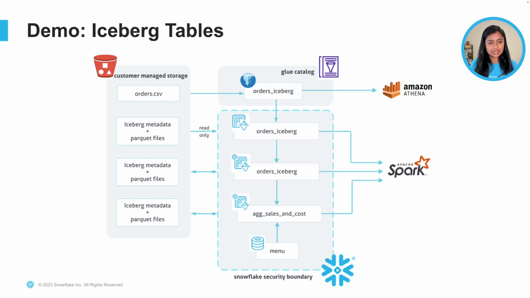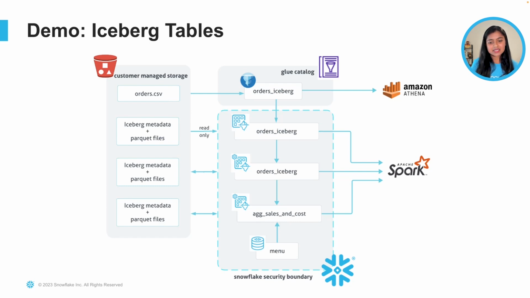To go over this quickly, as you can see here, we have orders data and the Iceberg metadata and the Parquet files sitting in your S3 bucket. We will use Glue Catalog to crawl the orders data and create an orders Iceberg Glue Catalog, which we will then use to create our Snowflake Iceberg table. And as you can see the flow here, first we would start with creating an Iceberg table, which is unmanaged because we have a Glue Catalog that manages it.